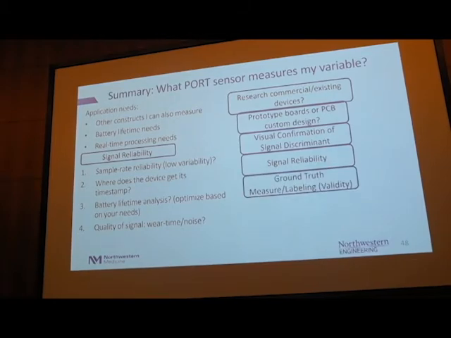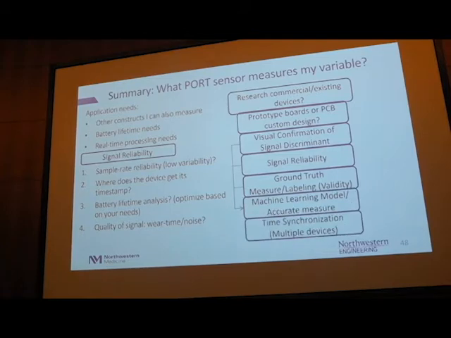Again, validity of your measure, right? Are you actually measuring what you intend to measure? Again, how accurate your machine learning model is. And ultimately, a lot of this can potentially be handled by the machine learning algorithm if there are problems here. But that's just a high load, right? I mean, if you've got all these issues, try to address them, right?